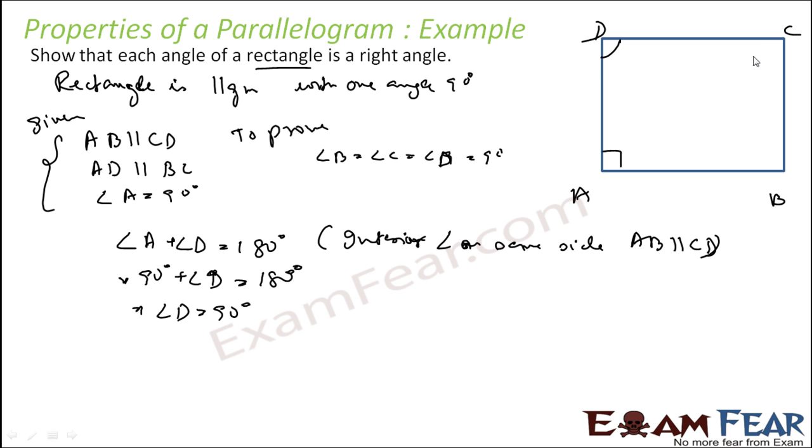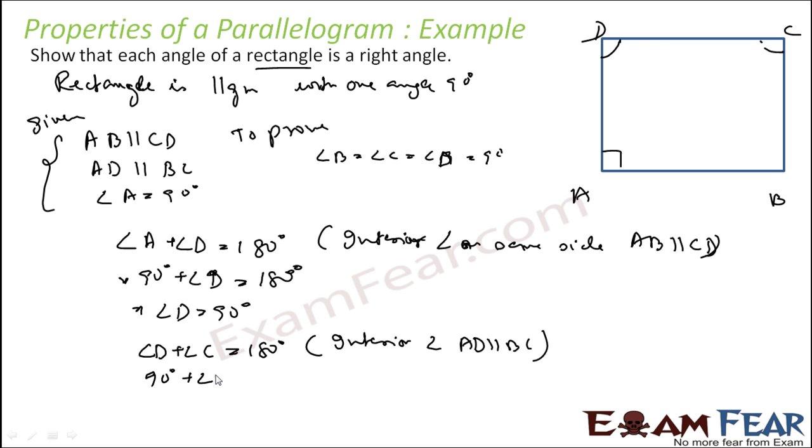Similarly, angle D plus angle C is what? 180 degrees. Same reason: interior angles where AD is parallel to BC. Angle D is 90 degrees, we know, plus angle C is 180 degrees. So angle C comes out to be 90 degrees. So this is 90 and this is 90 now.